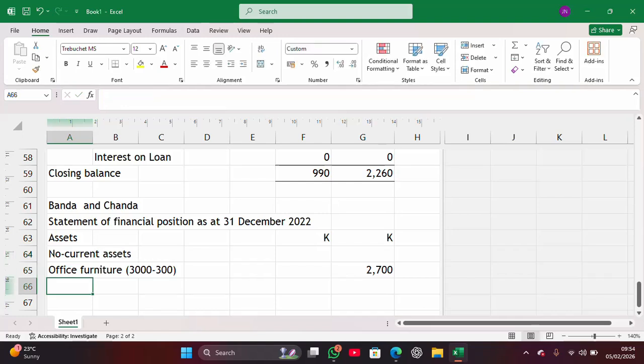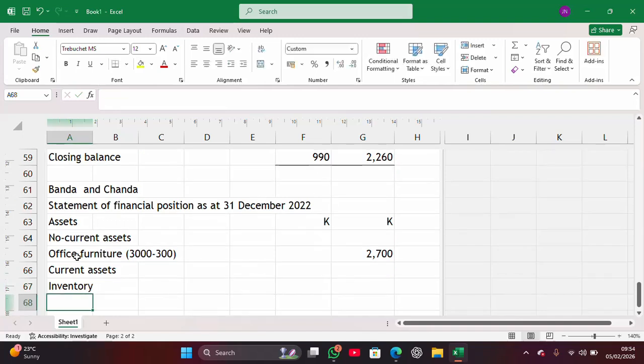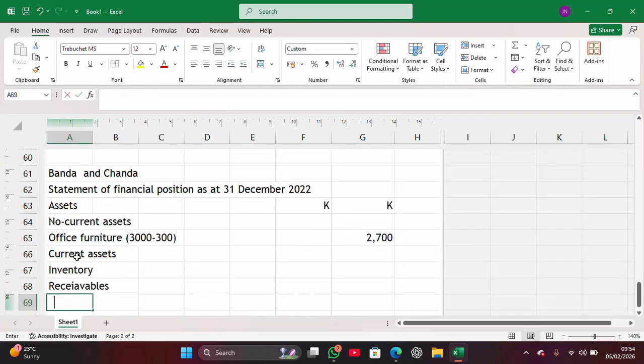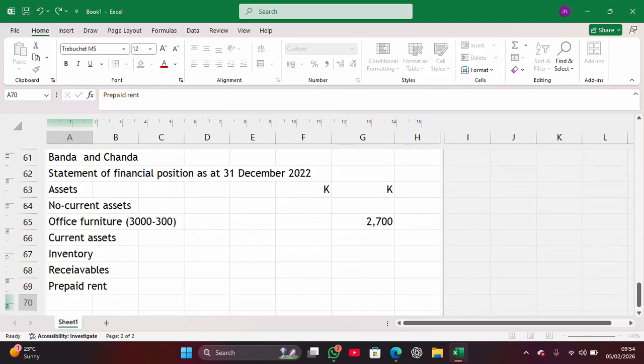Okay, go to current assets. So what do you expect here? Inventory, yes. What else? Receivables. What else? And the prepayments. I think we had a prepayment, right? Yes, we did. It's actually to be said prepaid rent, isn't it? And rates.